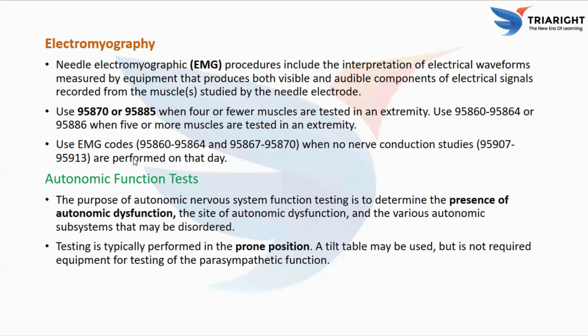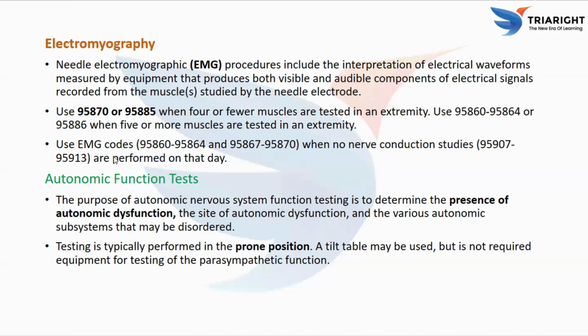So typically these are used for limited EMG studies. Whereas in cases where muscles tested are more than or equal to 5 muscles, one extremity, you have to use 95860 to 95864 or 95886. So it represents a complete EMG study of an extremity. And EMG without nerve conduction studies, you have to use the code series 95860 to 95864 and 95867 to 95870.